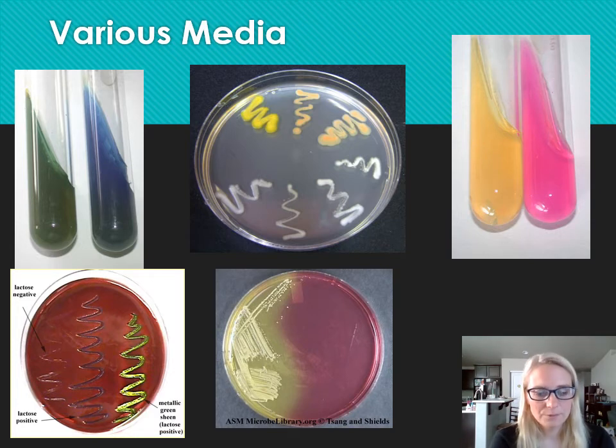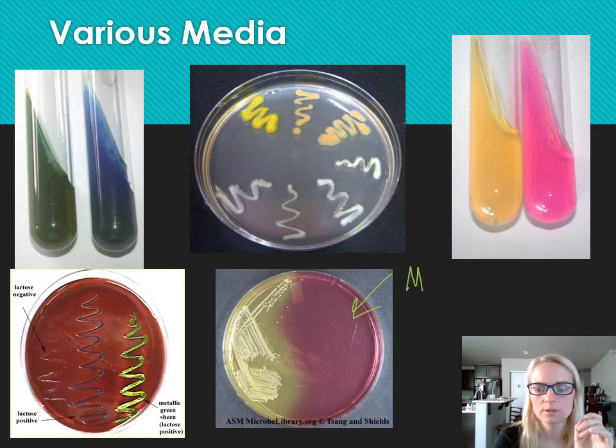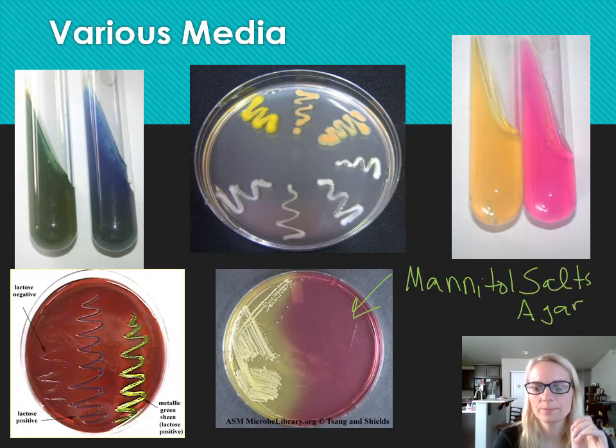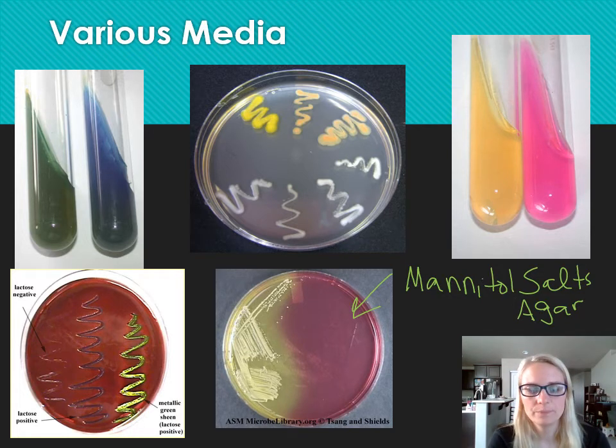So then selective media, I'm going to talk about this right here. This is a type of media called mannitol salts agar. Sometimes it's called MSA for short. Mannitol salts agar has a high concentration of sodium chloride. So you put in like 15 grams of salt in this liter of agar. And so that's a selective part of it.